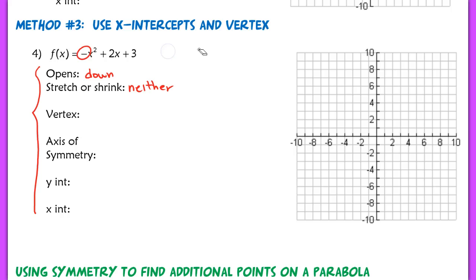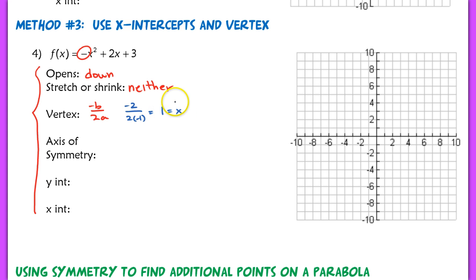So let's work on finding the vertex. We're going to take the opposite of b over 2a. So the opposite of b here is going to be negative 2 over 2 times negative 1. Make sure your signs are always correct. It's very easy to mess up on this. So we end up with negative 2 over negative 2, which is positive 1.